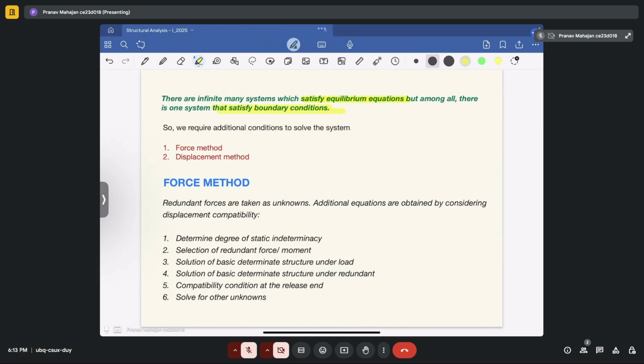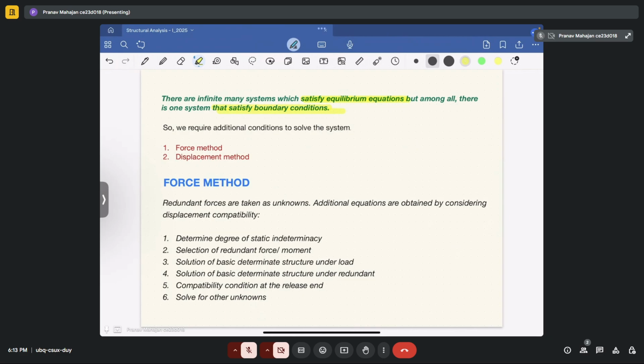How will you make it 0? We will see the steps involved in solving using the force method. So what are the steps that are required for using the force method? The first step involves determining the degree of static indeterminacy. This is the basic step that everyone should know, whether the structure is of 1 degree, 2 degree, or 3 degree indeterminacy. Then we will select the redundant force or moment depending upon the type of problem you are expected to solve.